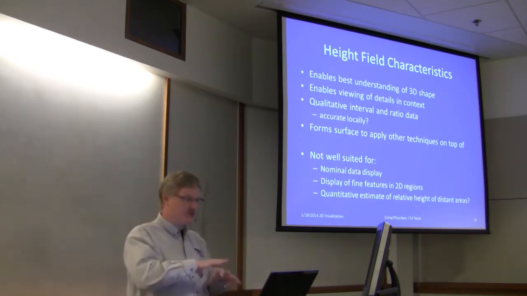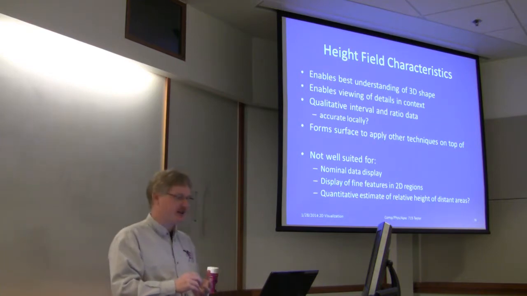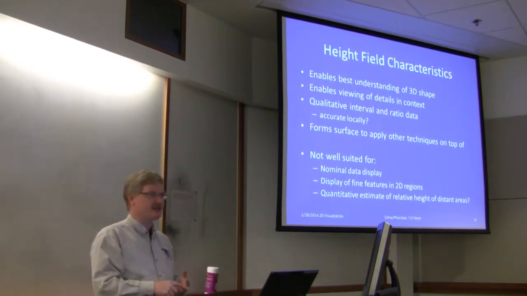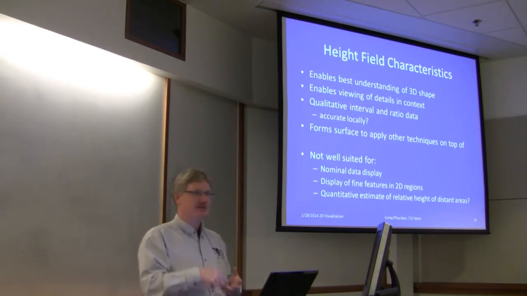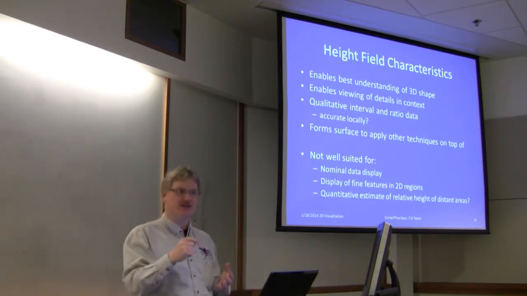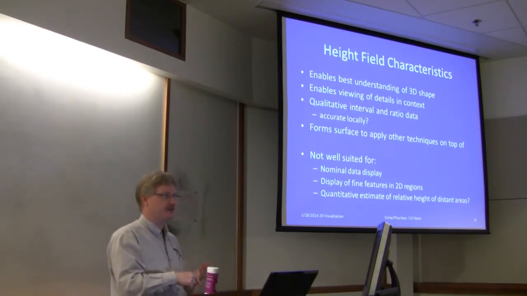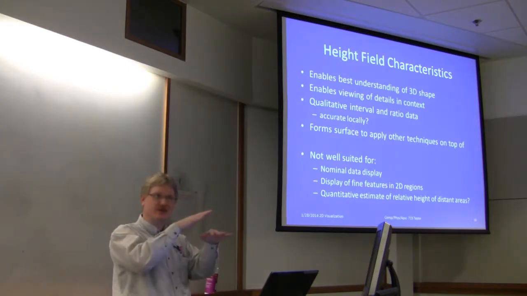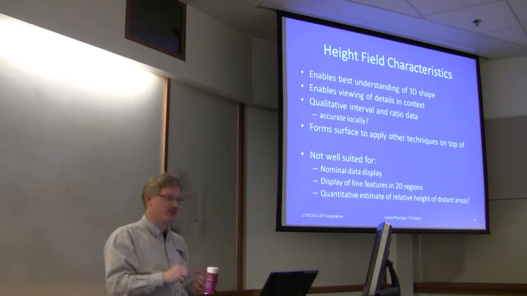If you want to see 3D shape, it's the best way to see 3D shape. You can see details in context, which you have a hard time with the contours because they don't happen to pass through all of the details. And you can't do that with the color maps because you don't have high enough spatial frequency, don't have luminance variation across the whole map.